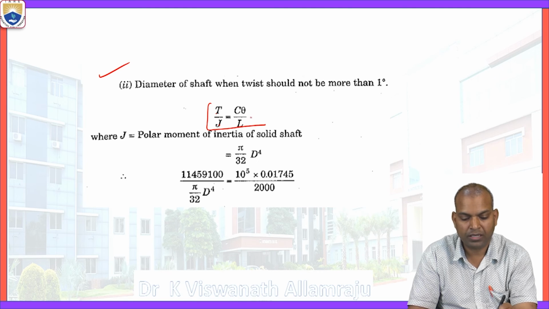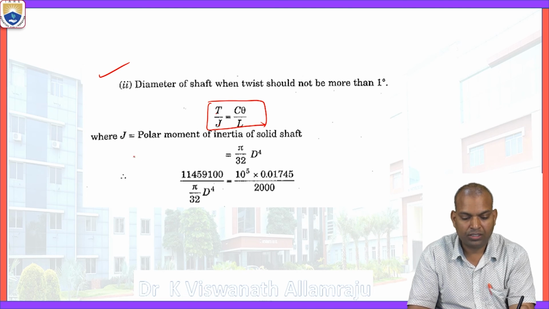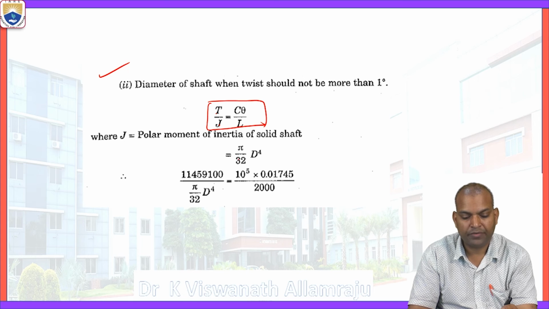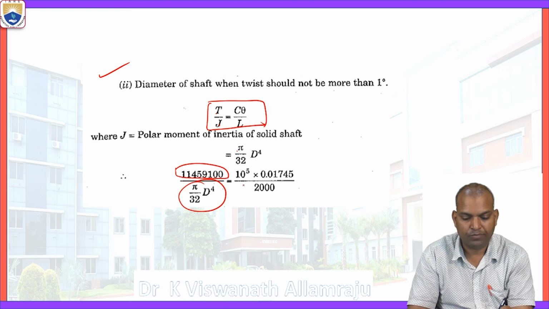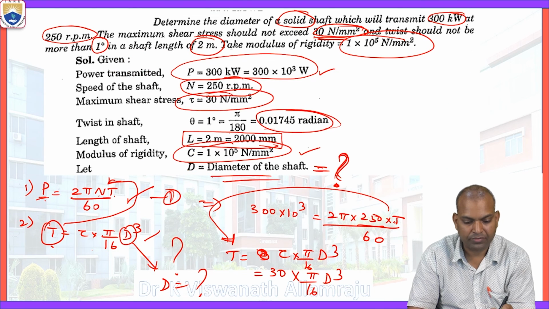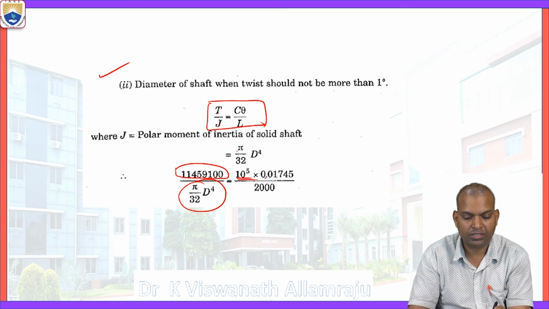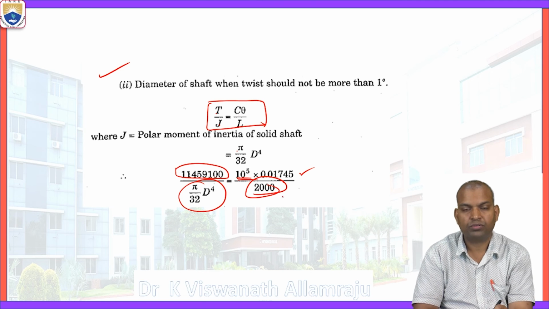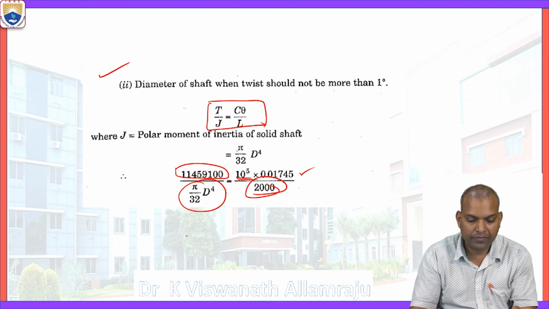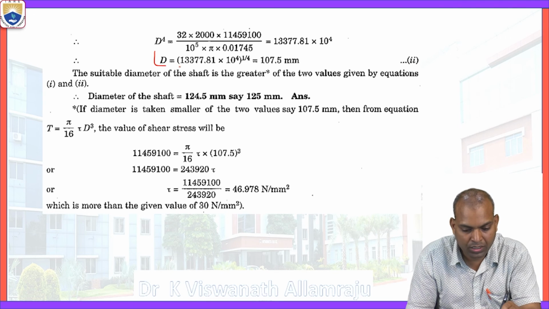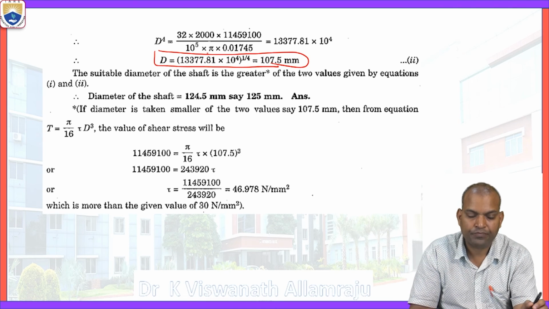T by J equal to C theta by L. What is the T here? Torque. What is J? Polar moment of inertia, pi by 32 times d power 4. So T value, diameter power 4. C is the modulus of rigidity. The modulus of rigidity is 1 into 10 power 5 Newton per square millimeter. Theta value converted into pi by 180, that becomes pi by L. Length of the shaft is 2000 millimeters. From that, the value of D is obtained as 107.5 millimeters.